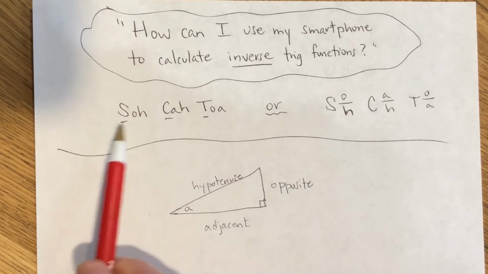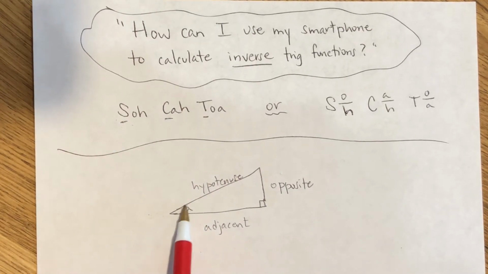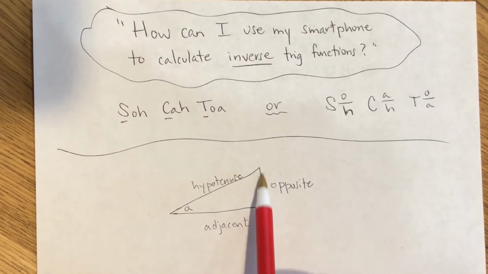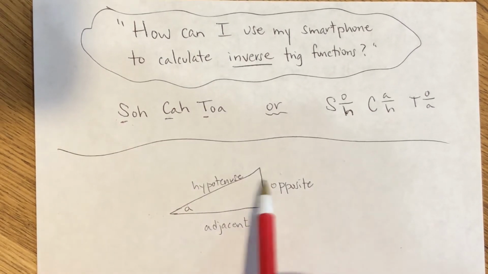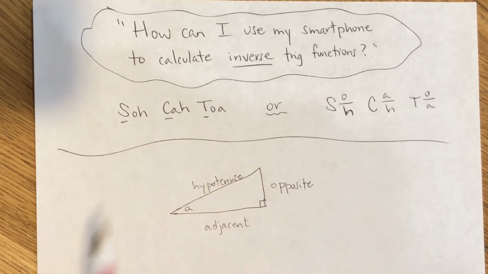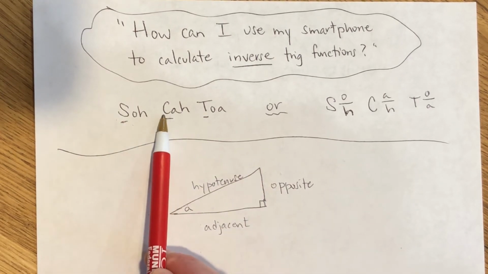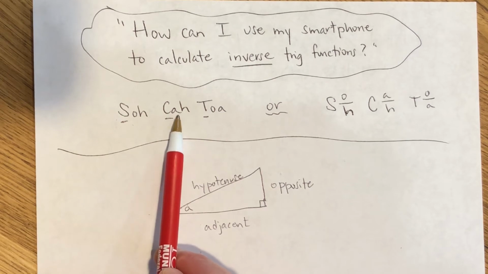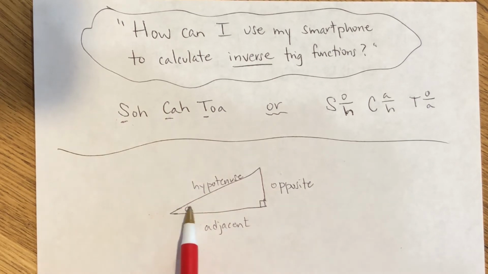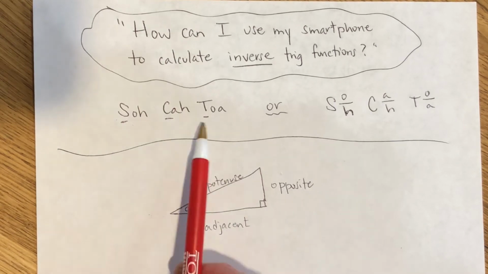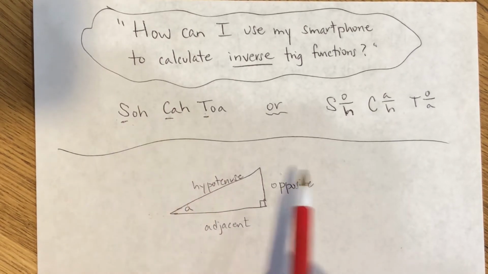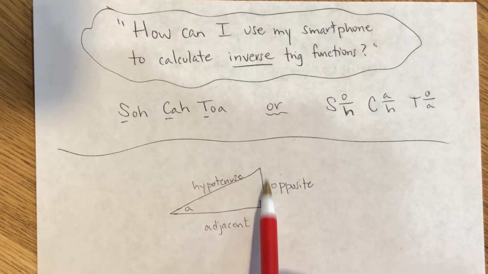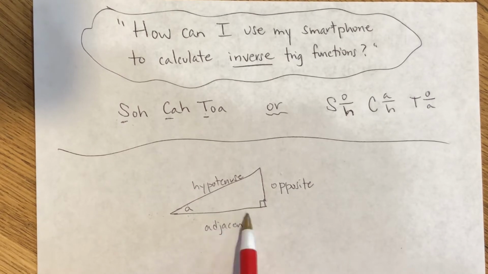So again, sine is just a shortcut way of saying, relative to whatever angle you're focusing on, in this case angle A, take the length of the opposite side and divide it by the length of the hypotenuse. That's the Soh part of Soh Cah Toa. Cosine is the ratio of the adjacent side length divided by the hypotenuse length. And finally, tangent is the ratio of the opposite side length divided by the adjacent side length.